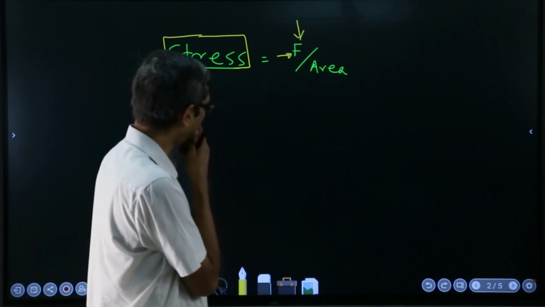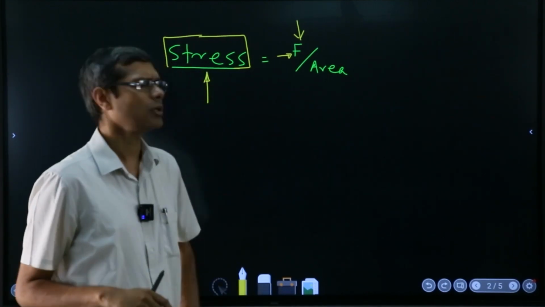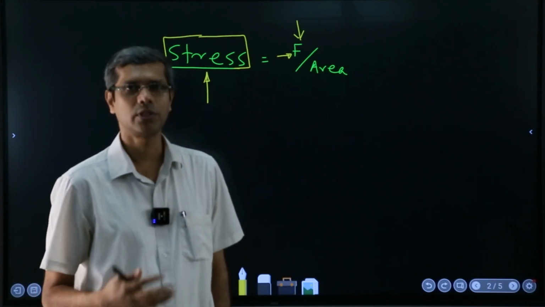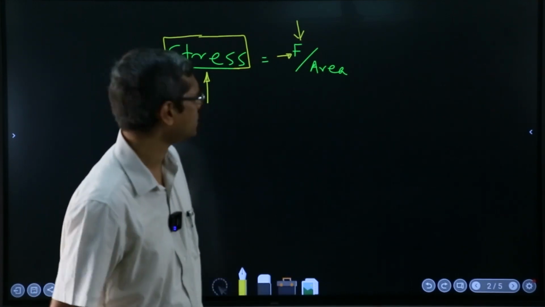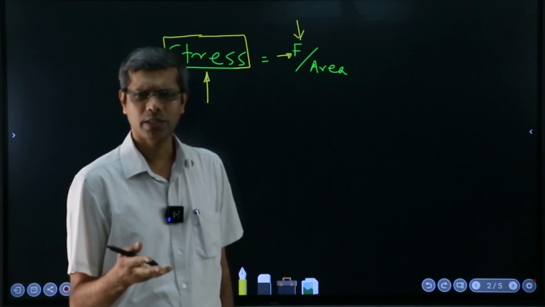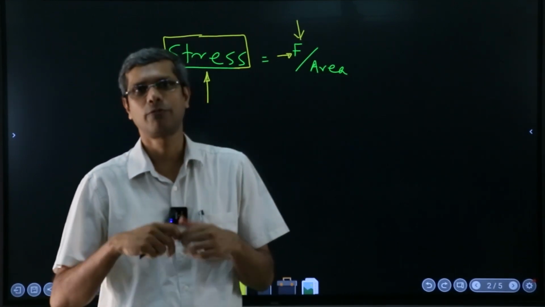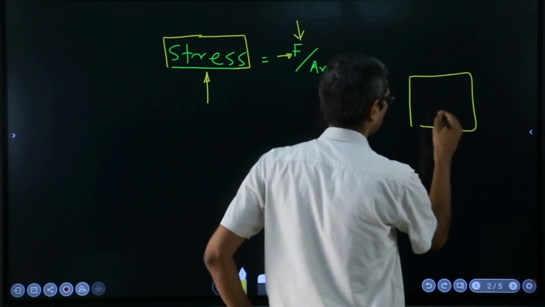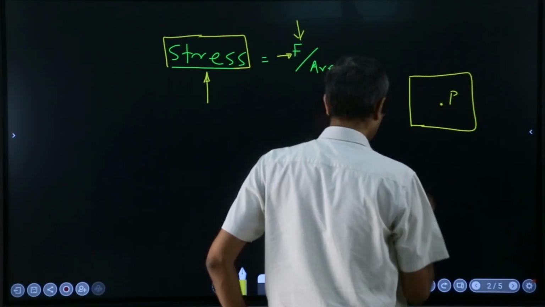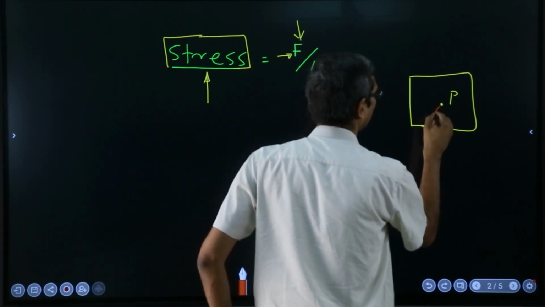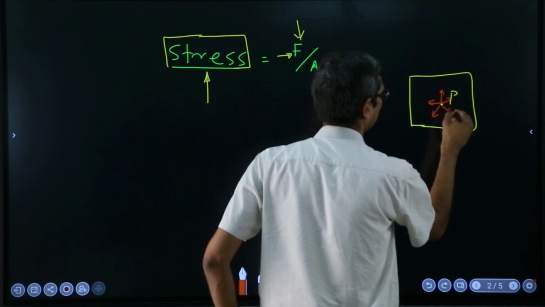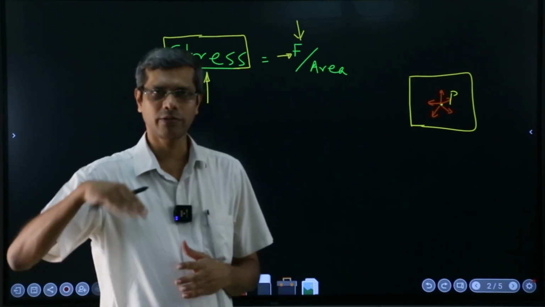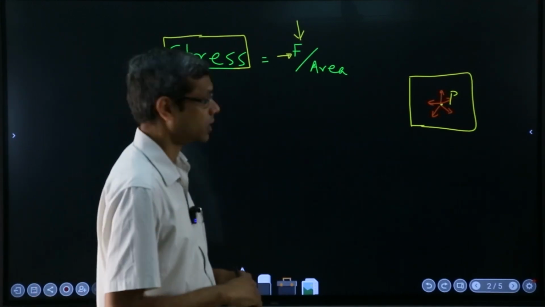Having talked about that, one more thing: what is the difference between stress and pressure? Because pressure also, you know, is force per unit area. How is it different from the pressure which you know? The difference is, as you know, pressure is inside a fluid, and it's a scalar quantity. Inside a fluid, when you are talking about the pressure at a point, its value in all directions is the same. Whatever direction you look from, the value of the pressure is the same.